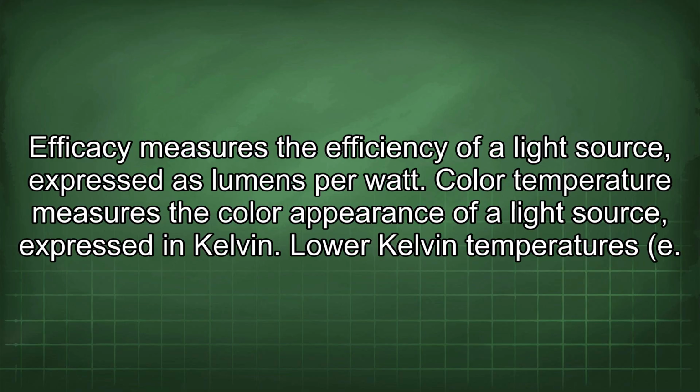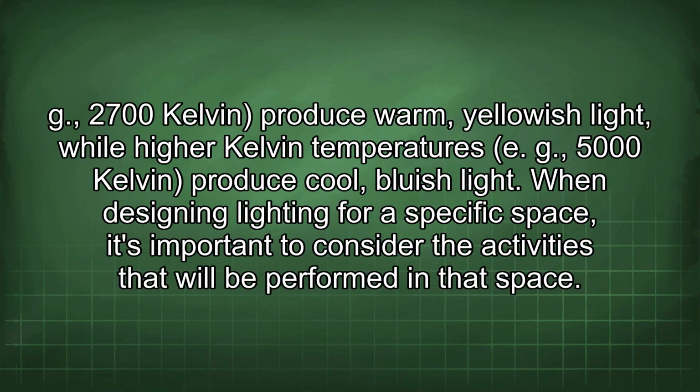Color temperature measures the color appearance of a light source expressed in Kelvin. Lower Kelvin temperatures, e.g. 2700 Kelvin, produce warm, yellowish light, while higher Kelvin temperatures, e.g. 5000 Kelvin, produce cool, bluish light.